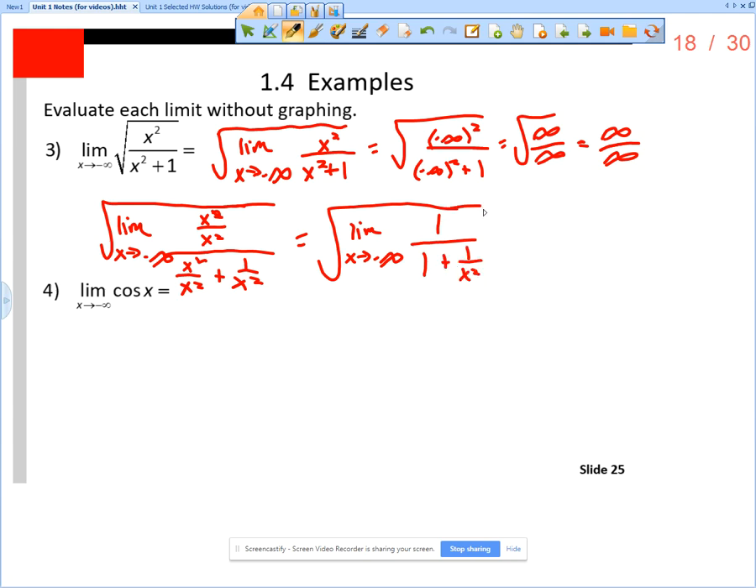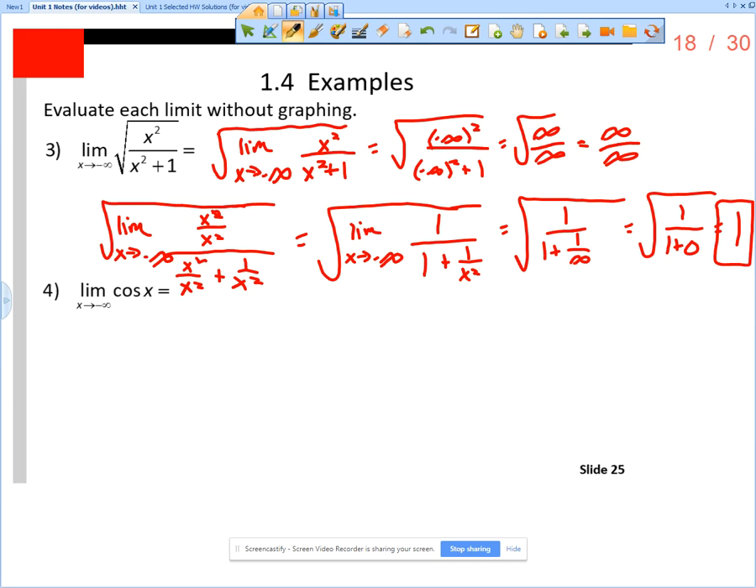All right, so now if I reevaluate, I have the square root of, well, now if I evaluate, negative infinity squared there. So I have 1 over 1 plus 1 over negative infinity squared, which is a positive infinity. So that's a positive number. So 1 over infinity, that is approaching 0. So I have the square root of 1 over 1 plus 0. 1 plus 0 is 1. 1 over 1 is 1. So the square root of 1 is 1. So this limit is, in fact, approaching 1.